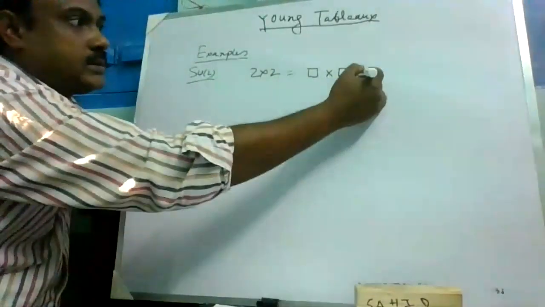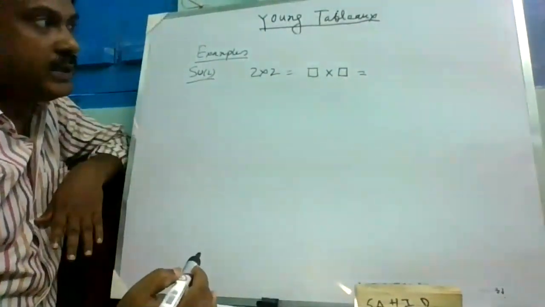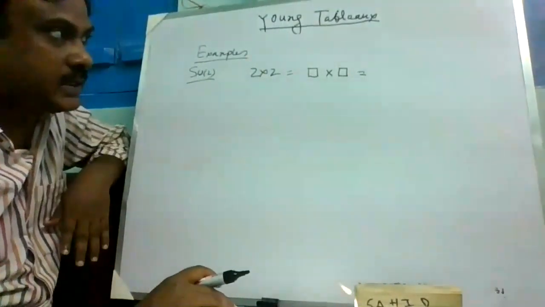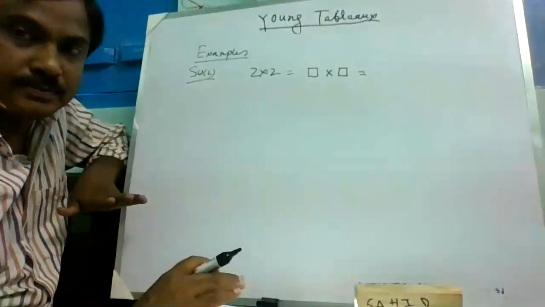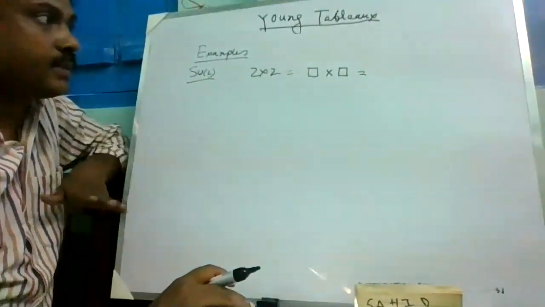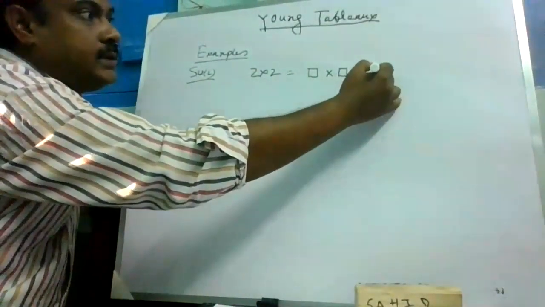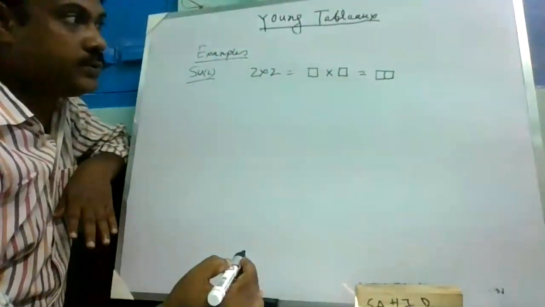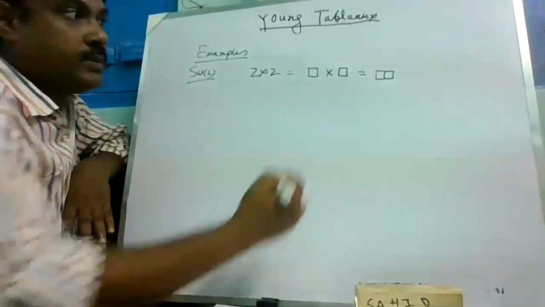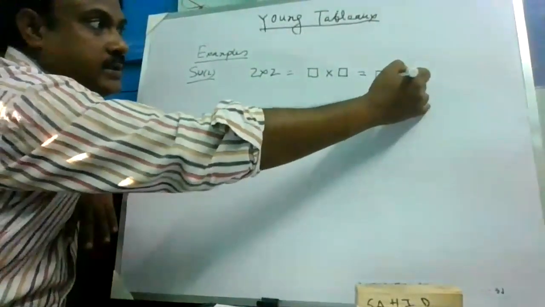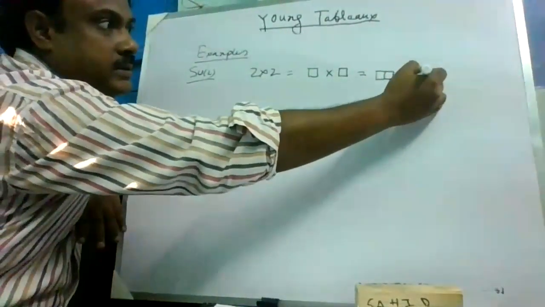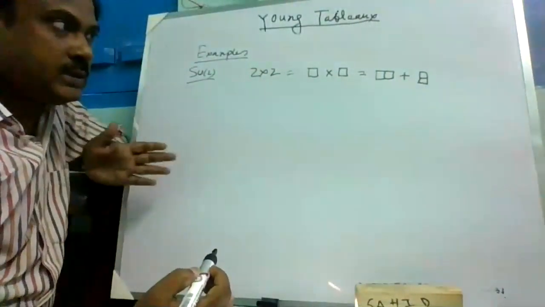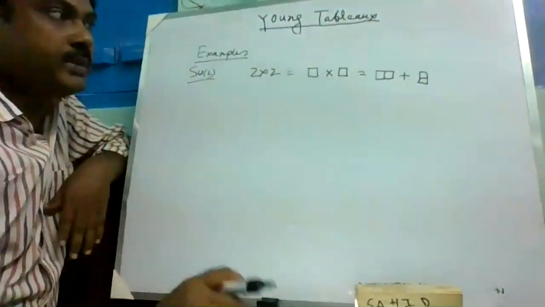Young table. What is the rule? The rule is the boxes can attach to the right, and the boxes can attach to the left, below it. So this will be attached to the right, this plus it can attach below. You see, only two combinations are there.